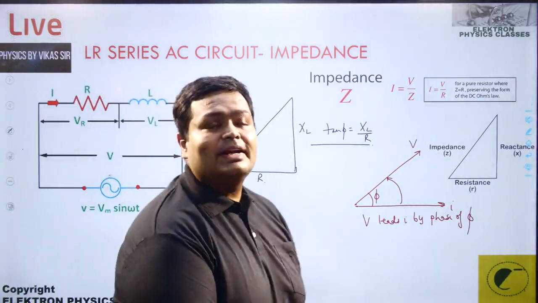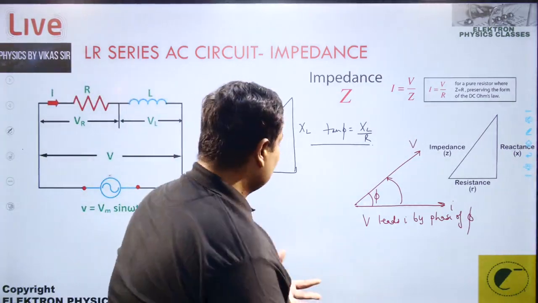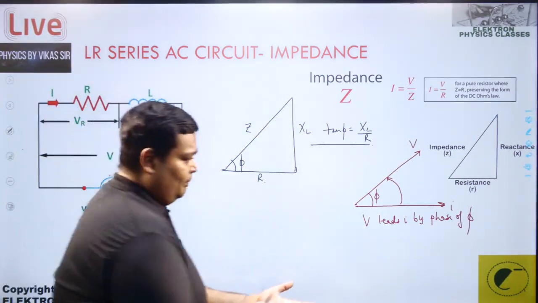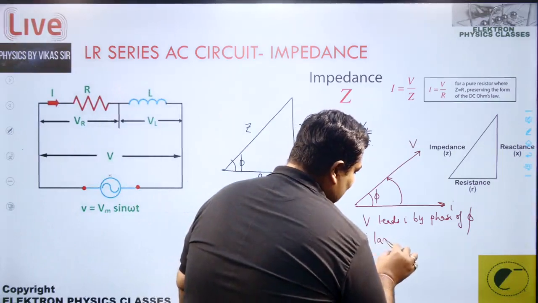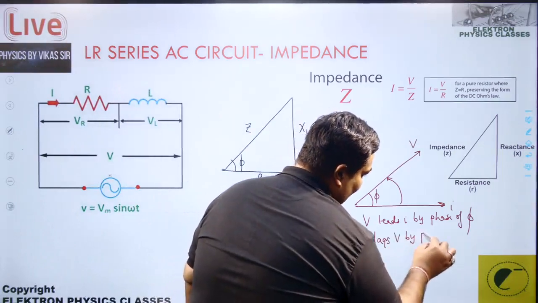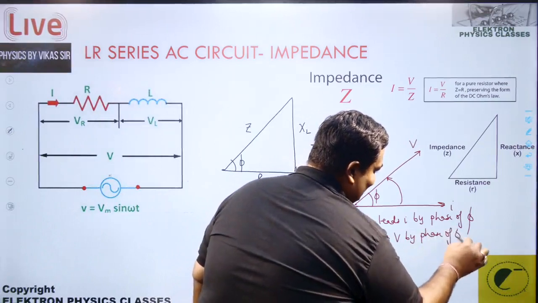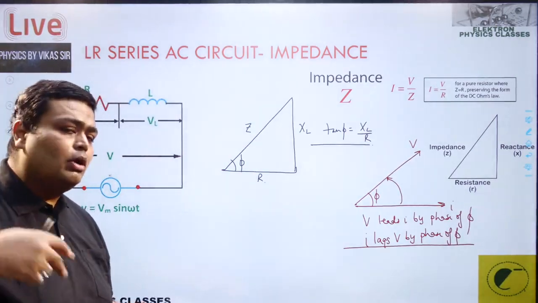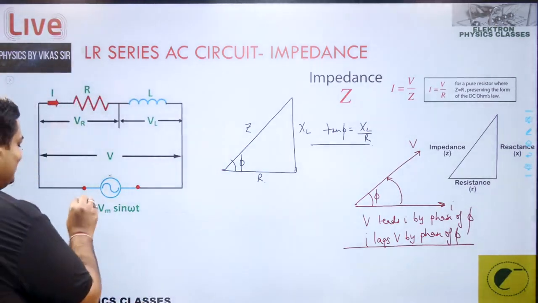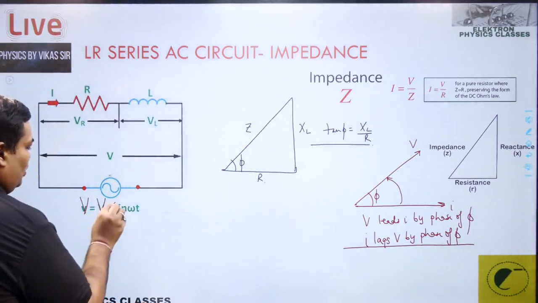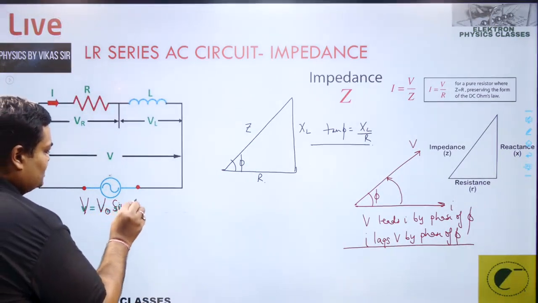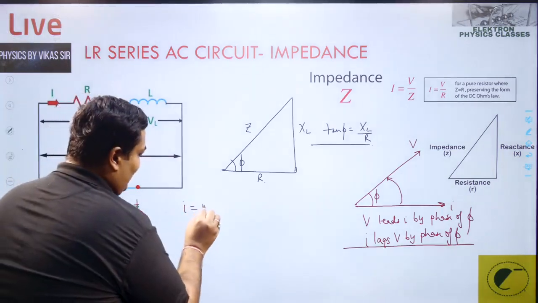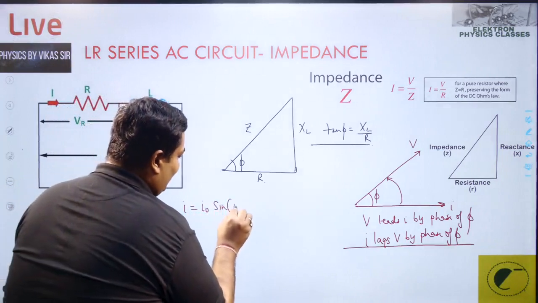Phi can be anything: 30 degrees, 45 degrees, 60 degrees, anything. That is for the combined circuit. And how do we calculate that phi from here? The reverse is also true. You can also write that the current lags the voltage by the phase of phi, and this will allow me to write the expression of the current. The voltage expression is V equal to V naught sine of omega t. That's the voltage input expression. So how do I write the current expression? That should be I naught into sine of omega t.